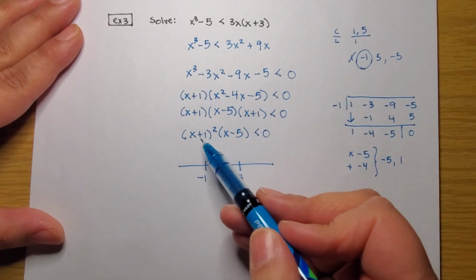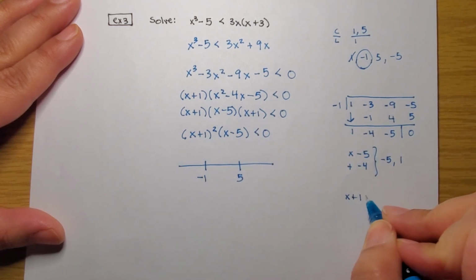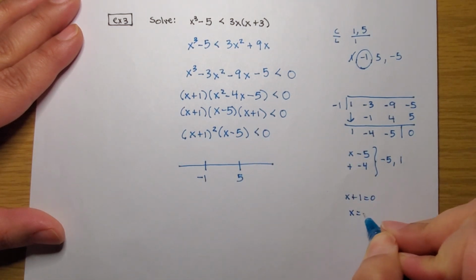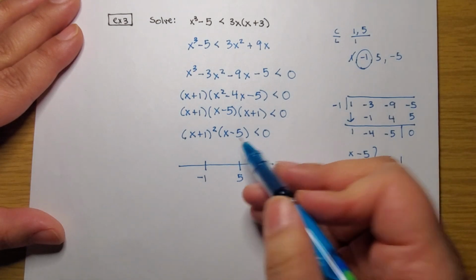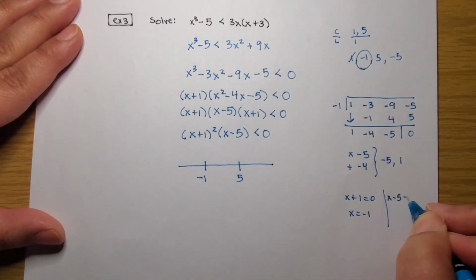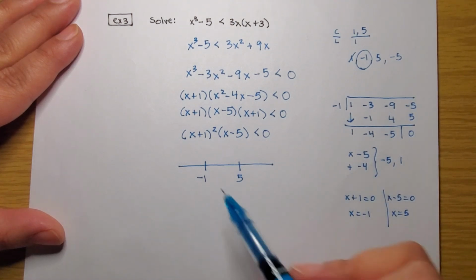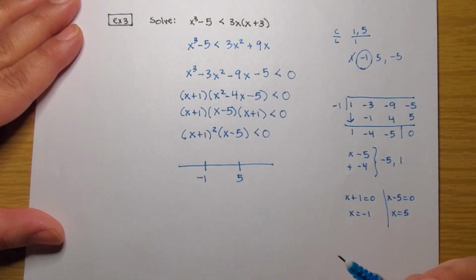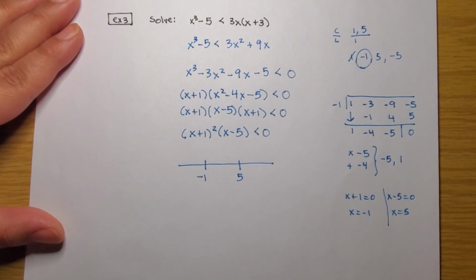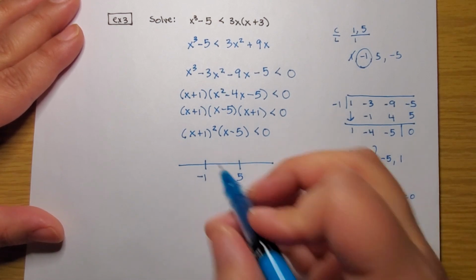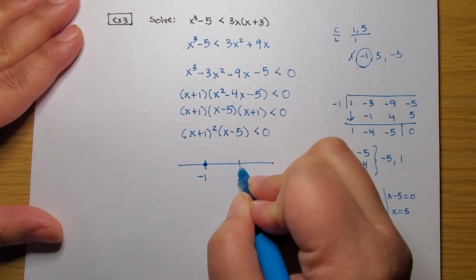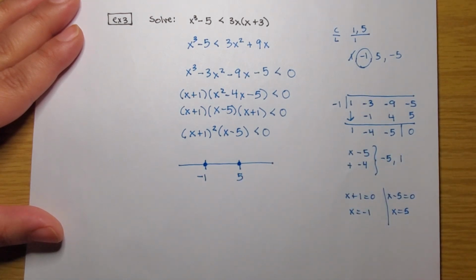And again, I would take this x plus 1 and set it equal to 0. That's how I got -1. And I would take this x minus 5, set it equal to 0, and that's how I get x equal to 5. So that's how I'm getting the values here for this table. And now I'm going to plug in numbers and see whether I get a positive or a negative. I'm also going to fill in the circles here because that's where we equal 0.